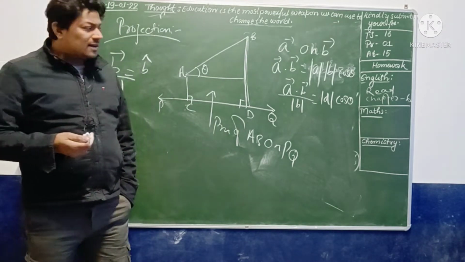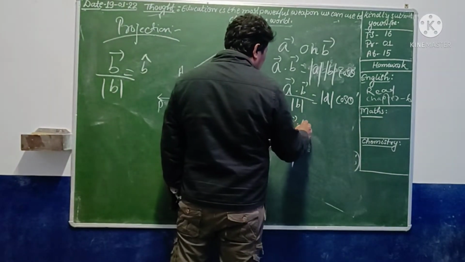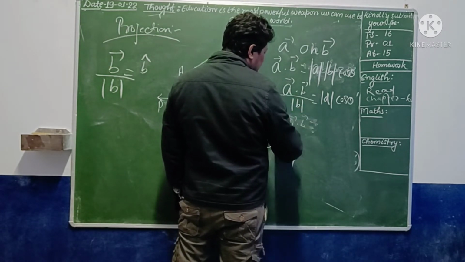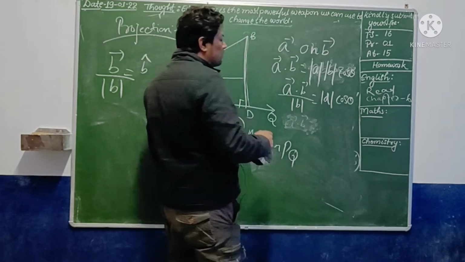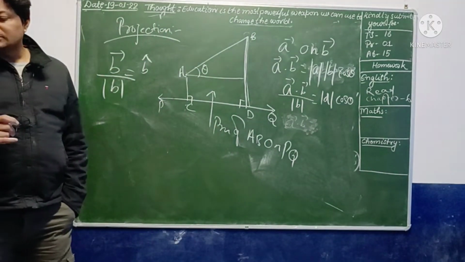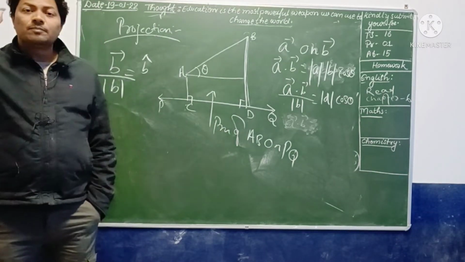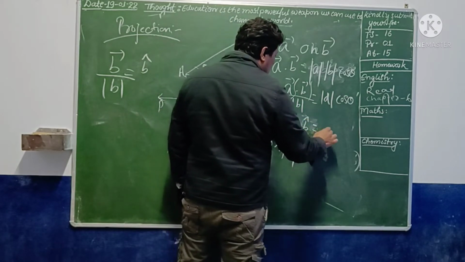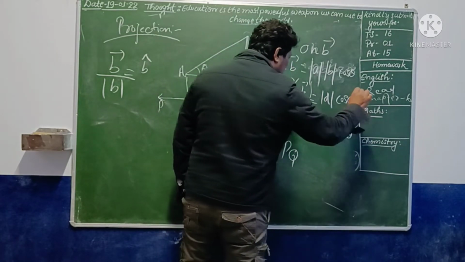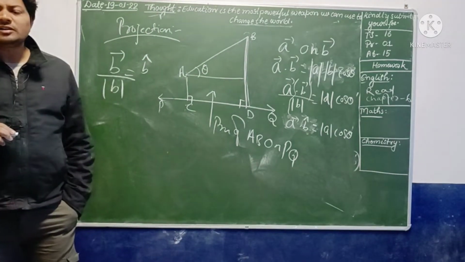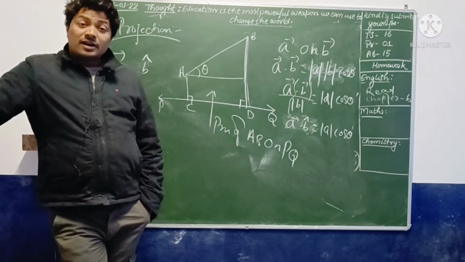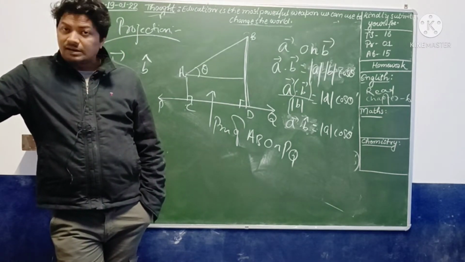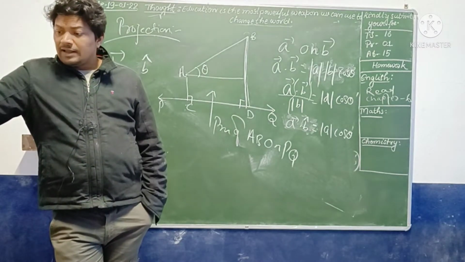So you can simply write A dot B divided by modulus B is equal to A dot B cap. You can write this one, change it. A dot B cap is equal to mod A cos theta. Is it clear? Any doubt to this one? No problem at all. So what you are getting, A vector multiplied with B cap is equal to mod A cos theta.